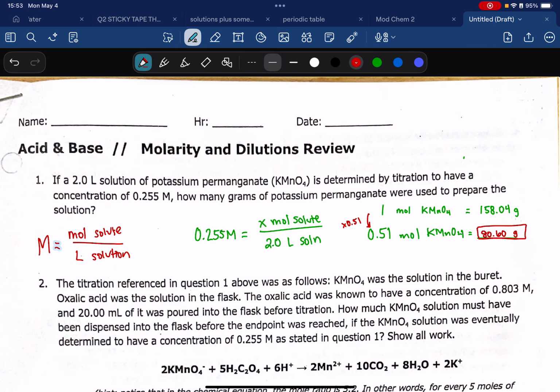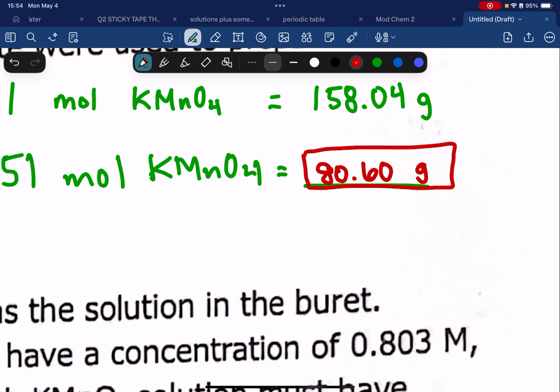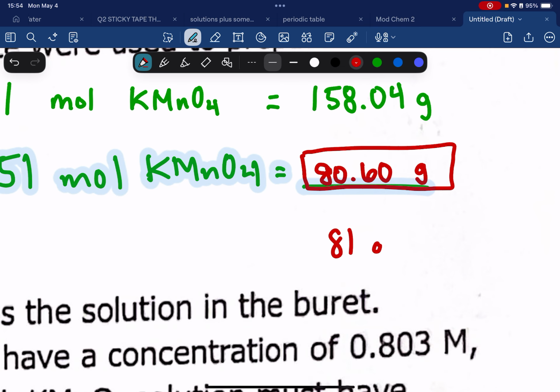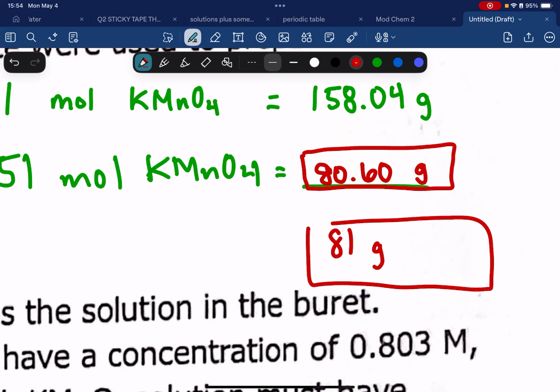For significant figures here, I should round to 2 sig figs because that's the smallest number of sig figs in my question. So I'll go to 81 grams. That's my final answer, 81 grams of KMnO4.